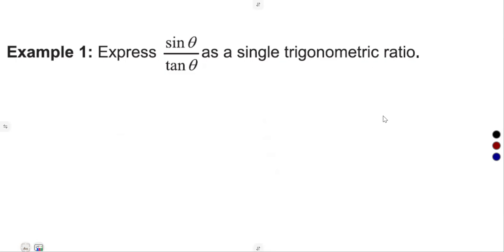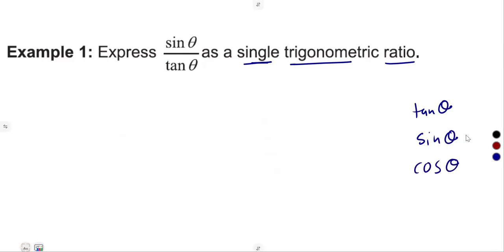So without wasting our time, we are going to consider one or two questions to apply what we have learned so far. Example 1: express the sine of theta over the tan of theta as a single trigonometric ratio. Single. Is it going to be just a tan? Just a sine? A cos? That is a single trigonometric ratio. So how can we simplify this?